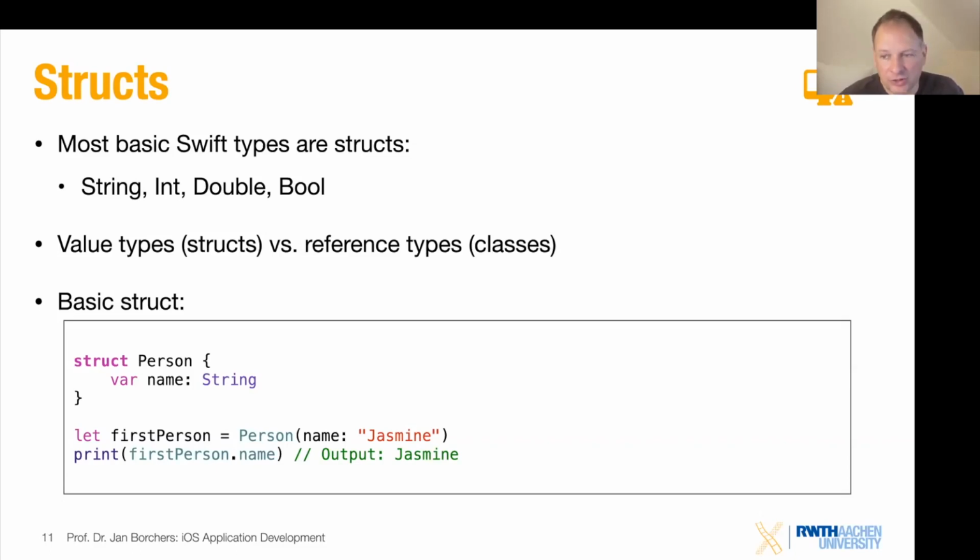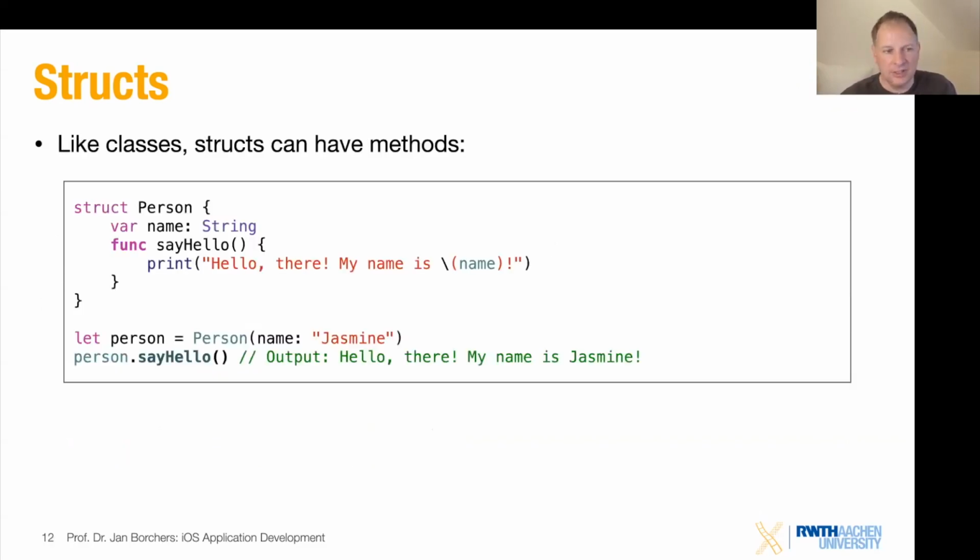So there's a couple things going on here. For example, we can already see that structs can have methods. We can also see that we create these structs similarly to how we create objects in Java, by calling the initializer, which is represented by the name of the struct, Person in this case.